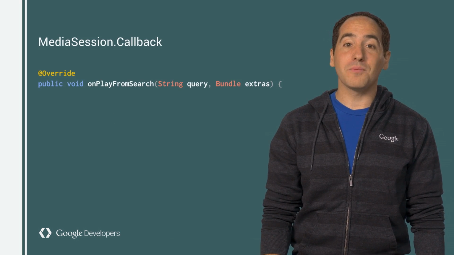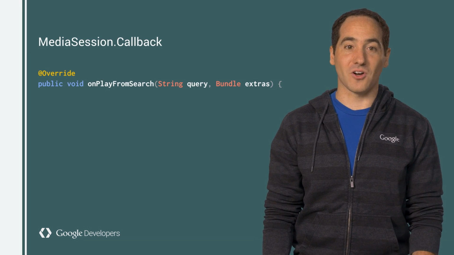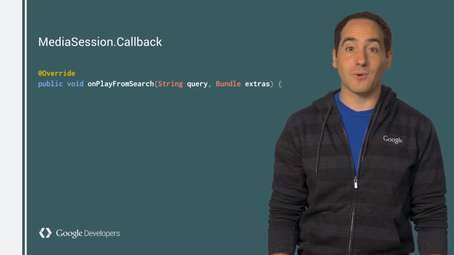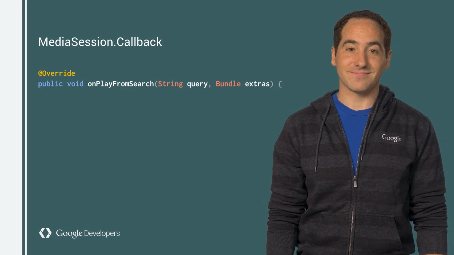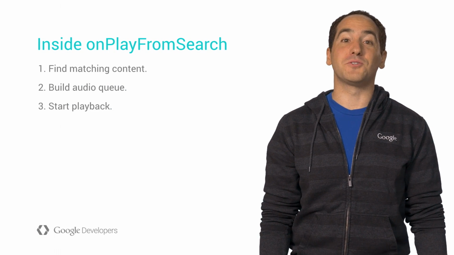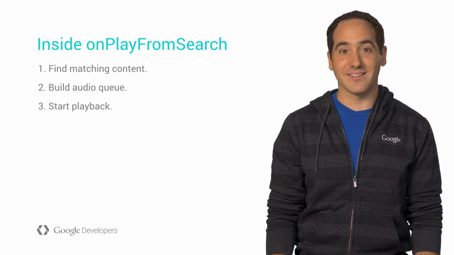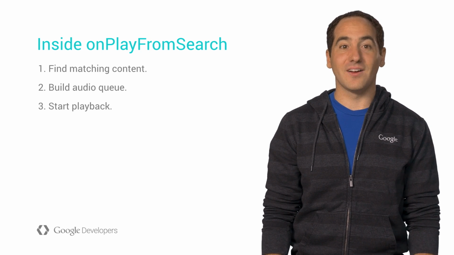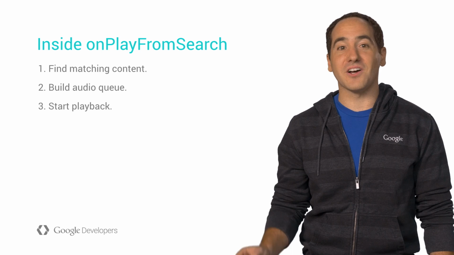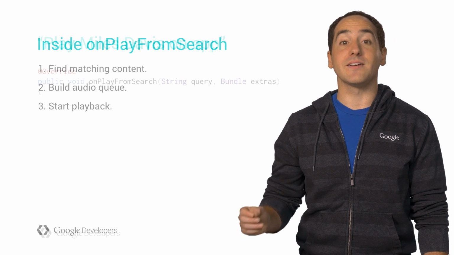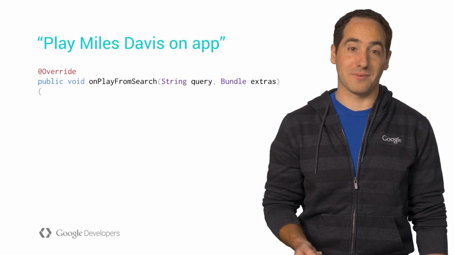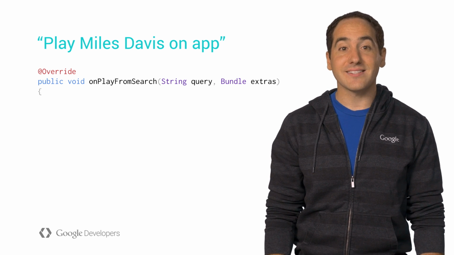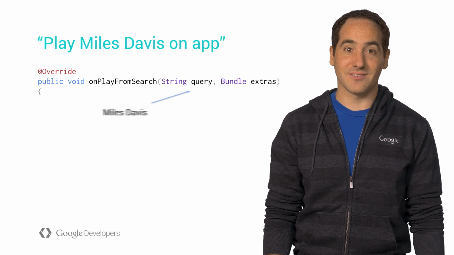Next, implement the onPlayFromSearch method inside your MediaSession Callback. When the user finishes speaking, Auto delivers the speech recognition results to this method. In your implementation, you should search your media library for matching content, build your MediaSession's audio queue, and then start playback. There are two parameters to this method, and to understand them, let's say the user says, "Play Miles Davis on your app." The first parameter contains the search query, in this case, the string Miles Davis.